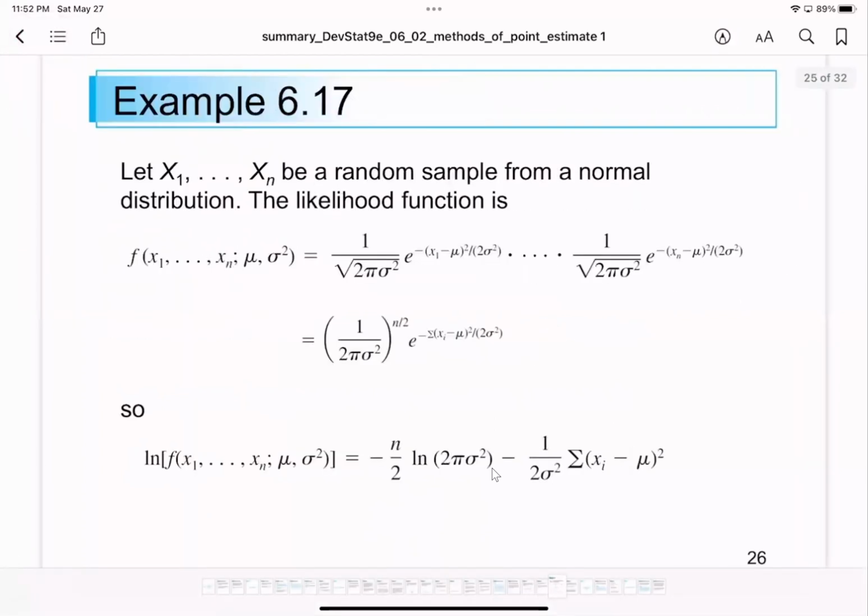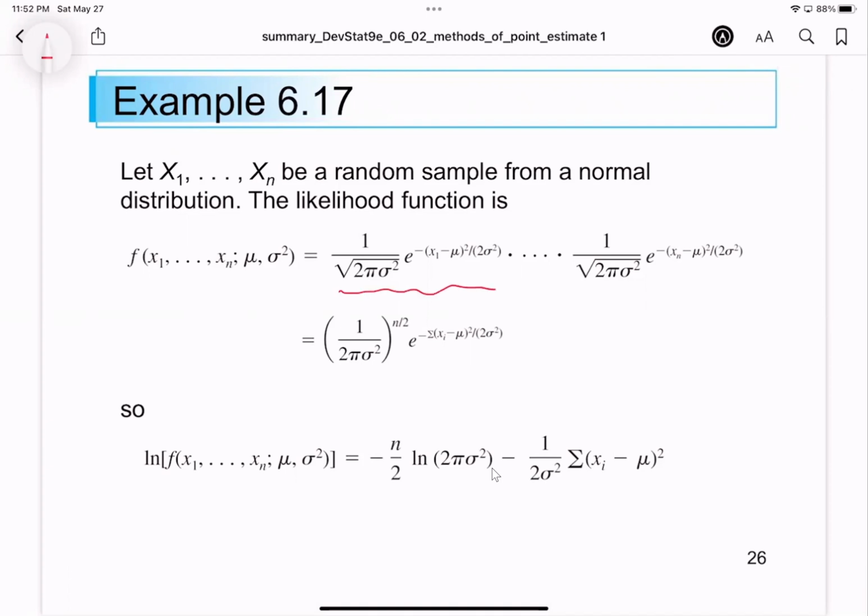This next example is the normal distribution. When we have a simple random sample from a normal distribution with mean mu and variance sigma squared. So in this case, there are two unknown parameters, the mu and the sigma. And we also want to derive the maximum likelihood estimates of these parameters. So first, write down the joint likelihood function. So this is the joint likelihood.